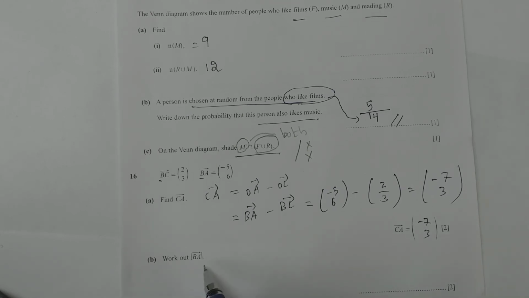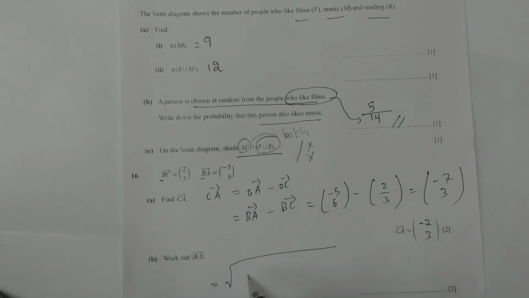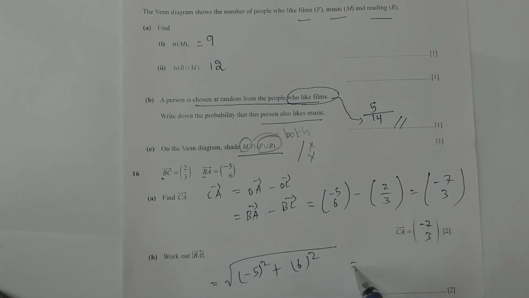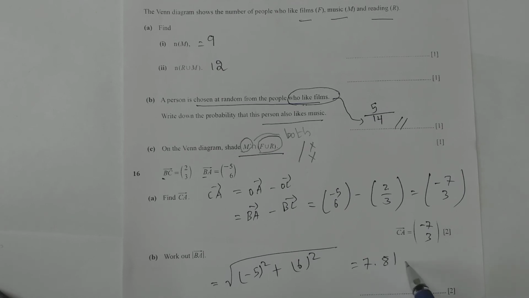Now work out the magnitude of BA. BA magnitude is nothing but the square root of minus 5 whole squared plus 6 squared. Place it in the calculator, you get around 7.81. This is the answer. Okay.